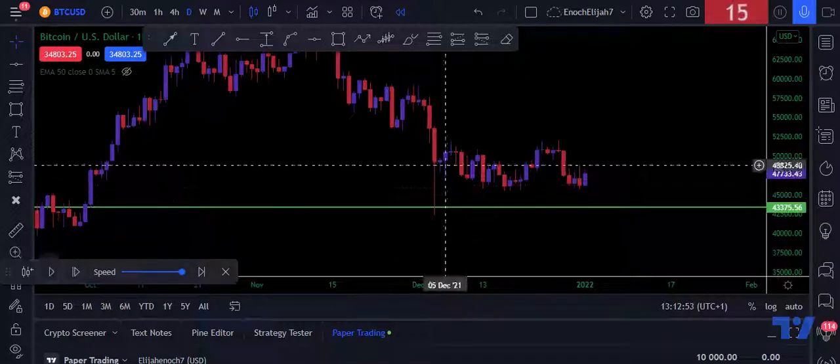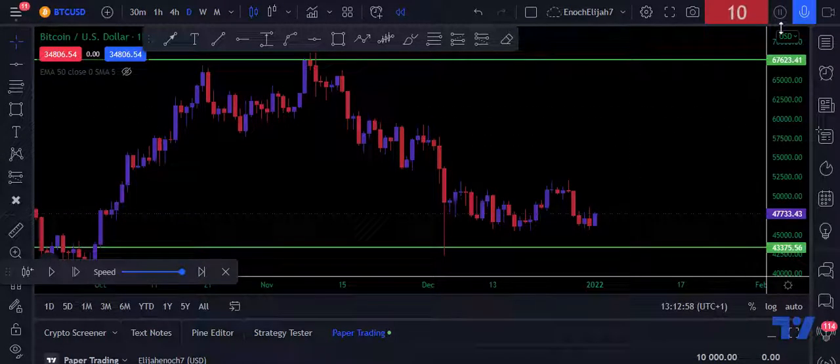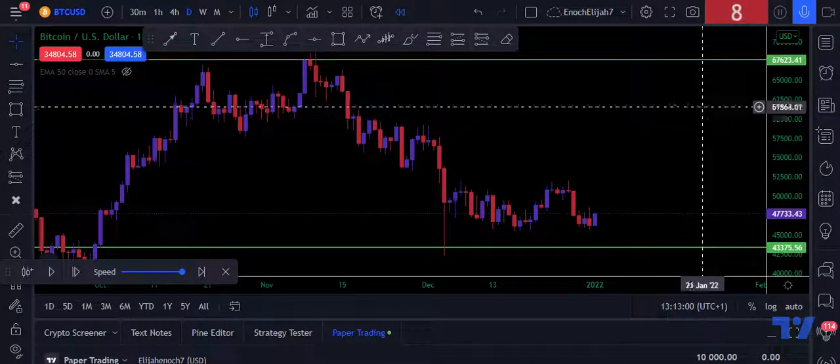So now you can see, but I don't like this trade. I can just ignore it. So I'm going to explain this in full in the next video.